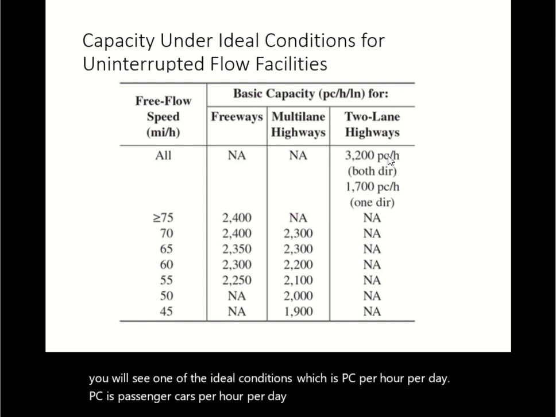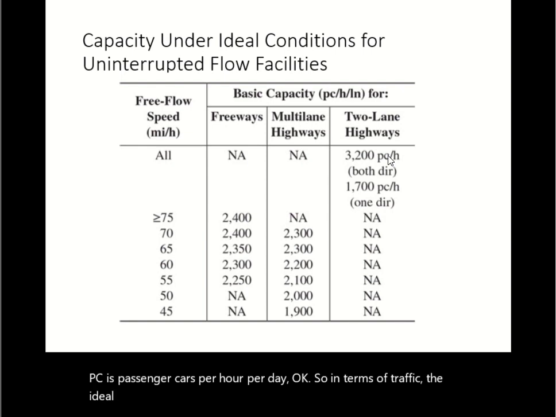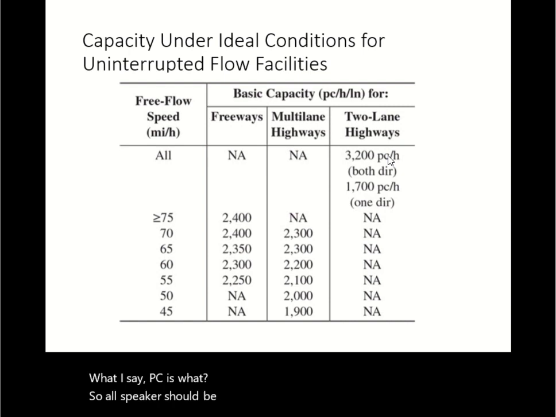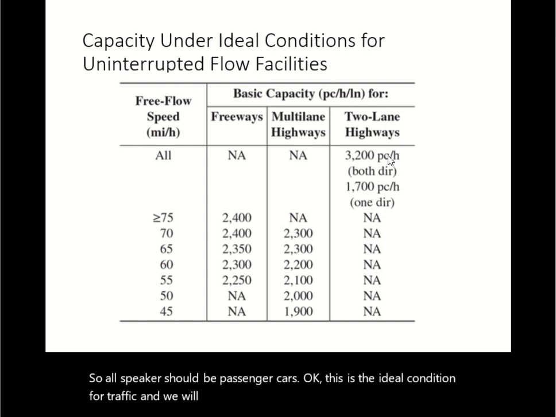So in terms of traffic, the ideal condition is what? That all vehicles should be... what did I say? PC is what? So all vehicles should be passenger cars. This is the ideal condition for traffic, and we will later on discuss other ideal conditions as well.